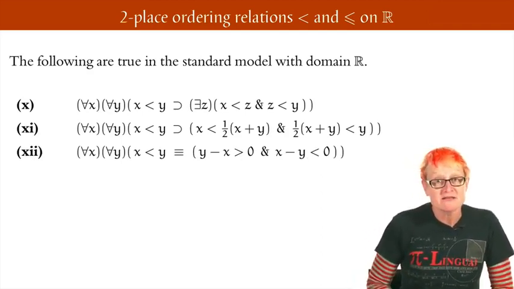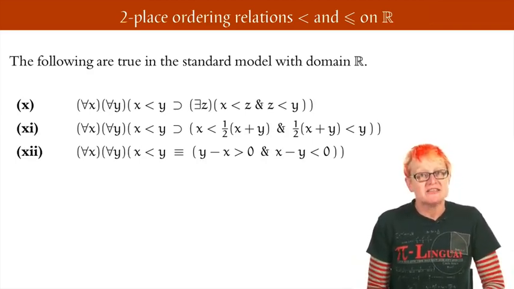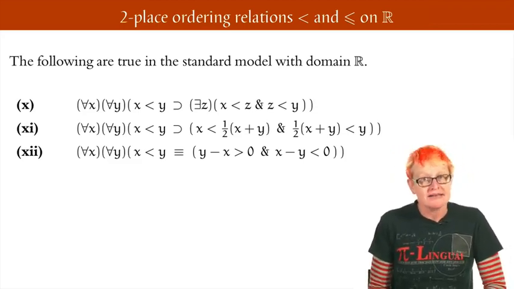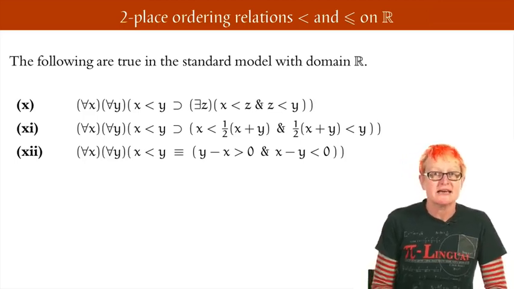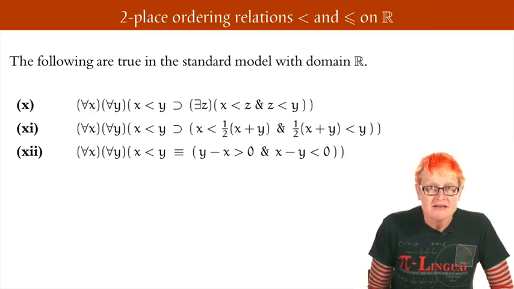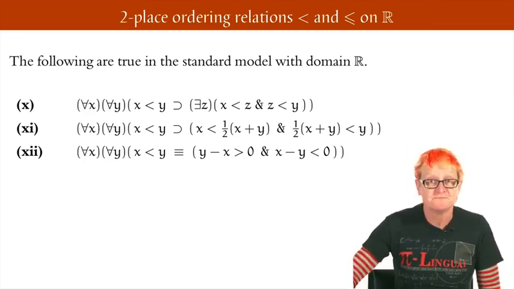Formula Roman 12 expresses a basic relationship between the order relation and the difference between numbers. For all reals x and y, x is less than y if and only if the difference, y minus x, is positive, greater than 0, and the other, x minus y, is negative, or less than 0.